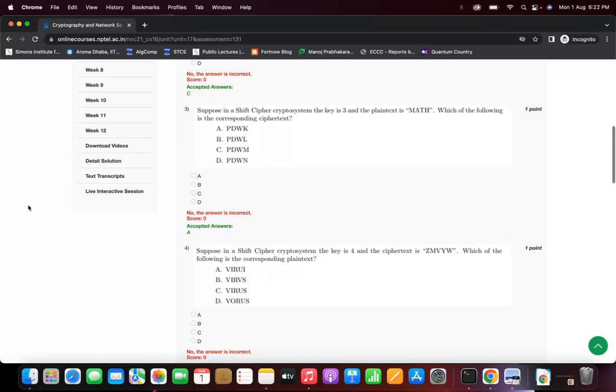Okay. So another easy question. We are working with a shift cipher crypto system, same as the previous example, but this time with strings instead of just single alphabets. Now we are working with a string of alphabets, and the key is 3. So the shift is 3 for each position in the string, and the plain text is MATH, the string of alphabets MATH. What is the ciphertext? It's a very simple question.